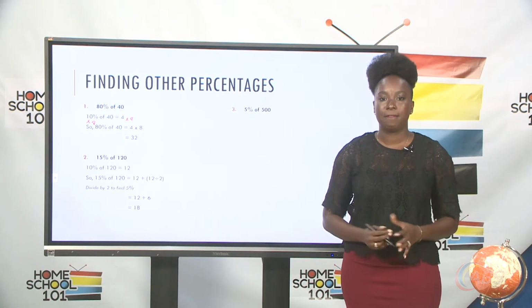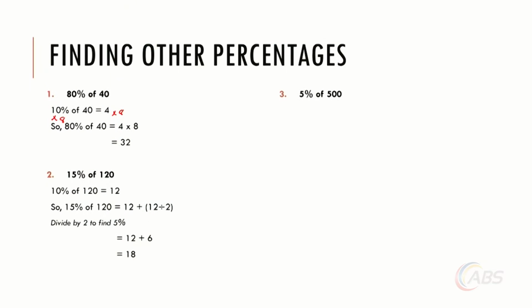5% of 500. Again, a relationship between 5% and 10%. 5% is half of 10%, and so that just means we're going to be dividing whatever value we find for 10% by 2. So 10% of 500 is 50. We'll divide that by 2 in order to find 5%. And half of 50, or 50 divided by 2, is 25.